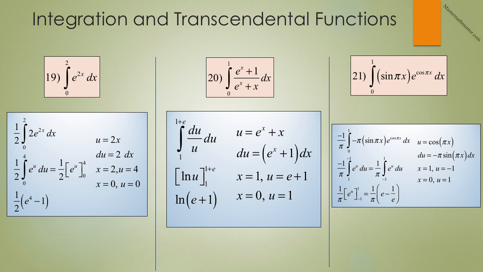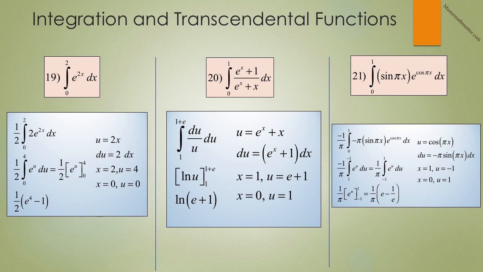21 reads the integral from 0 to 1 of sine pi x times e to the cosine pi x dx. U is cosine pi x and du is negative pi sine pi x dx. We're missing the negative pi on the inside, and we multiply by negative 1 over pi on the outside, getting negative 1 over pi, integral from 0 to 1 of negative pi sine pi x e to the cosine pi x dx. We will now change the limits. If x equals 0, u equals 1. If x is equal to 1, u equals negative 1.